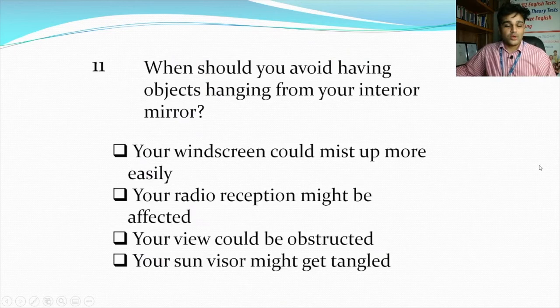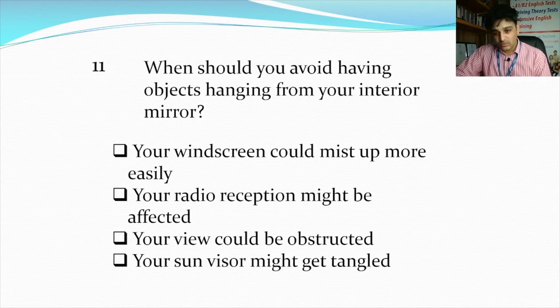Question number 11. When should you avoid having objects hanging from your interior mirror? Your windscreen could mist up more easily. Your radio reception might be affected. Your view could be obstructed. Your sun visor might get tangled.